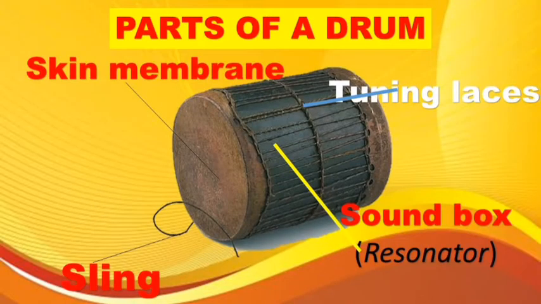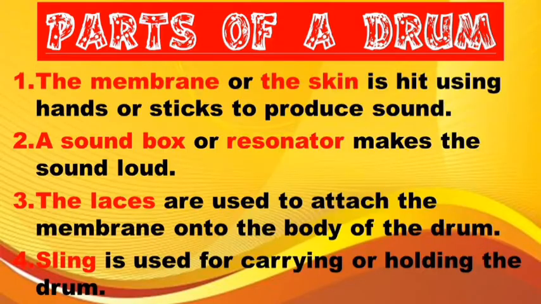Let's look at the parts of a drum. A drum has the following parts. The first part is a skin membrane. The skin membrane is covering the drum. We have tuning laces. We have a sound box or resonator. The last part is the sling.